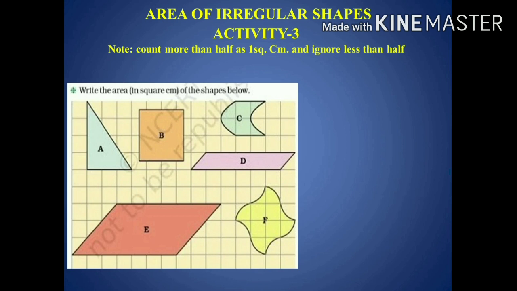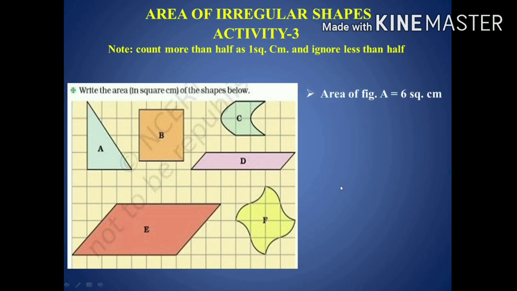For this we have to count more than half as 1 square centimeter and ignore less than half. So we should follow the rule, count more than half as 1 square centimeter and ignore less than half. Let's start.